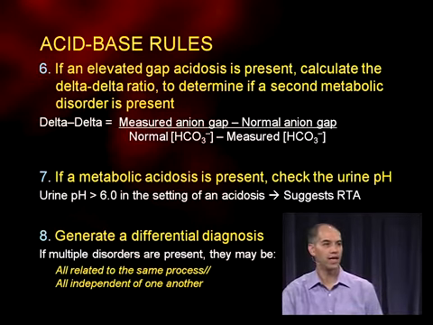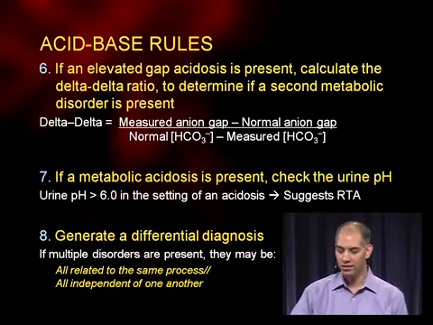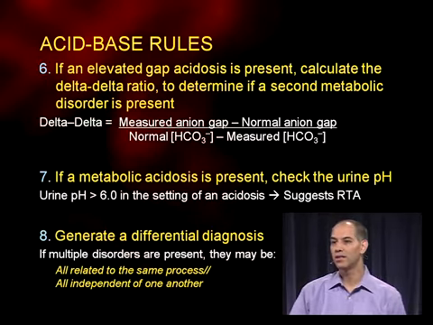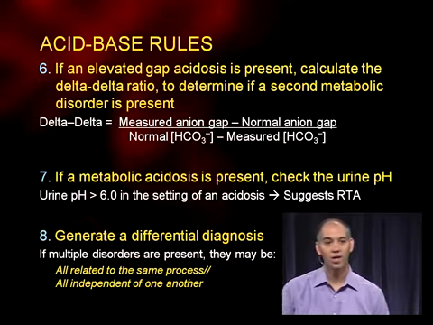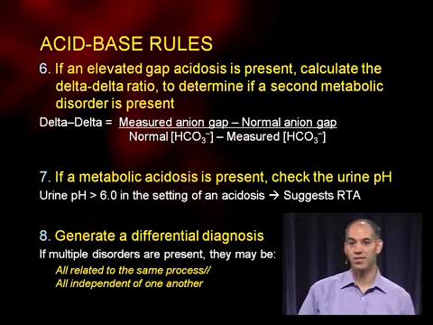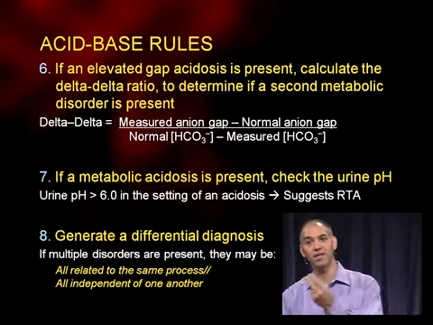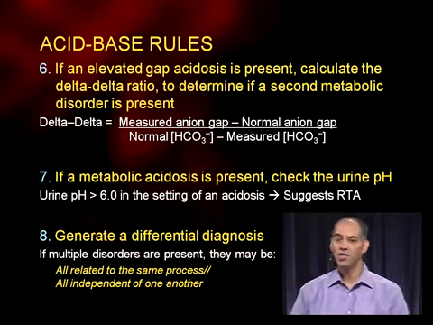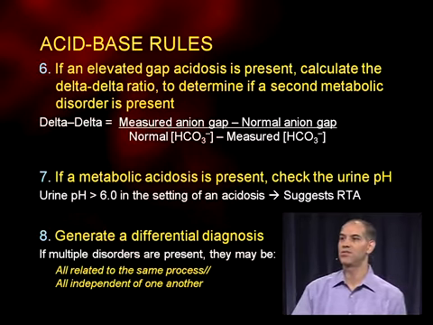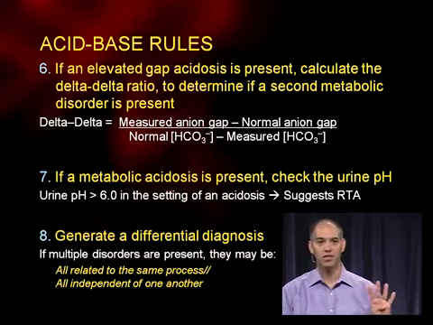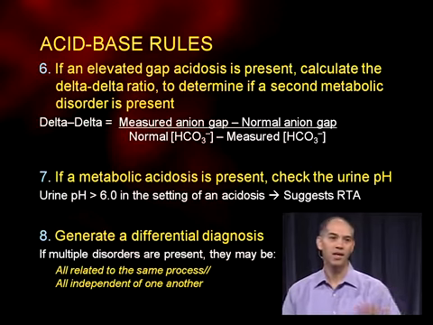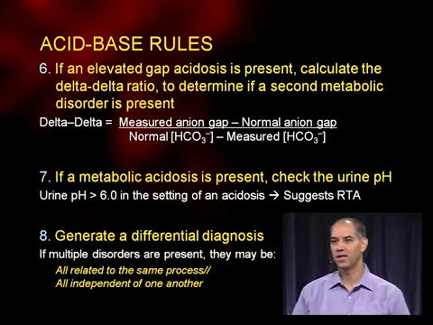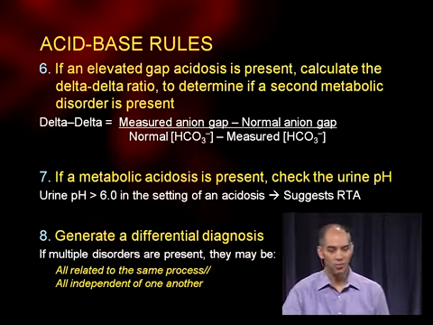If there is an elevated gap, I mentioned earlier, calculate the delta-delta to see if there's a secondary process going on. You can have both a metabolic acidosis and a metabolic alkalosis going on at the same time. You can actually have a non-gap acidosis and a gap acidosis and an alkalosis going on at the same time. So actually the most number of acid-base disturbances you can have going on in any one patient is 4. You can have all 3 metabolic problems and one of the 2 respiratory problems. You can't have respiratory alkalosis and acidosis at the same time, but you can have 4 different processes going on.